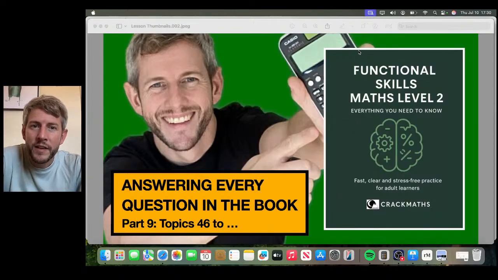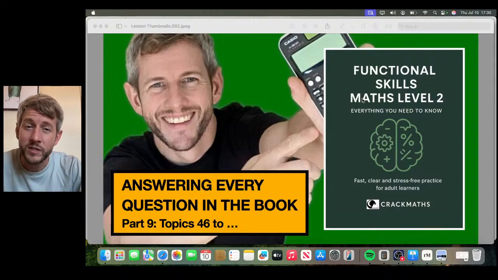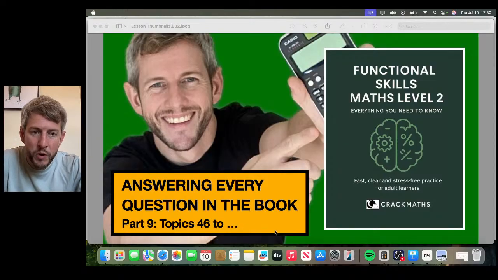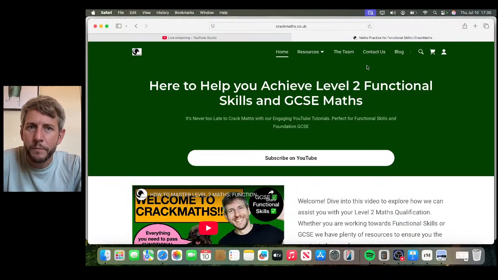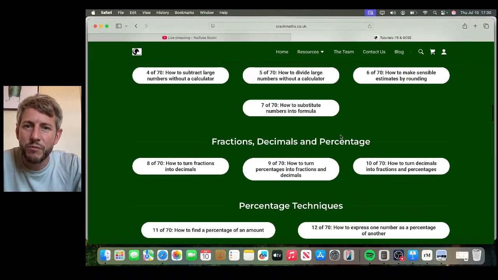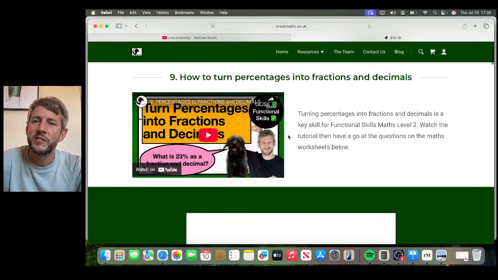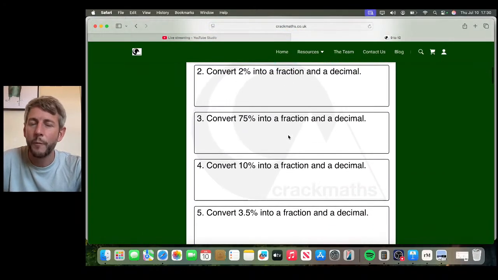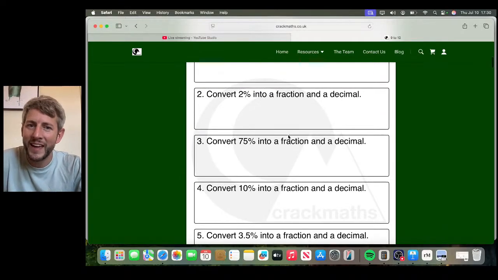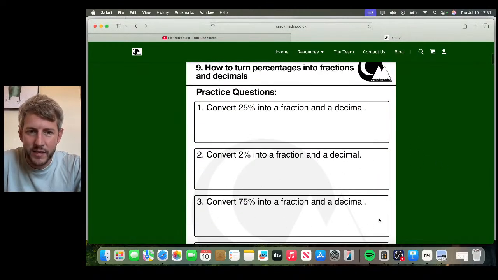to be printed. So this is the book here. It's Functional Skills Maths Level 2, everything you need to know. And it's meant to be fast, clear and stress-free practice for all adult learners or anyone studying Functional Skills Maths Level 2. The textbook is filled with all of the questions that are on the website. I know that from my own students, they like to have these things printed out. So the purpose of this is just to have these things here, but printed out and resized for you in a way that is appropriate and just there for you to work through and get general practice.